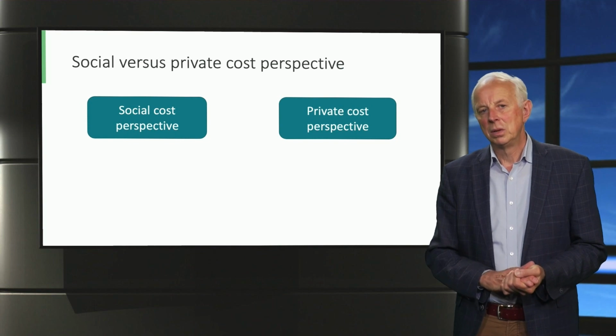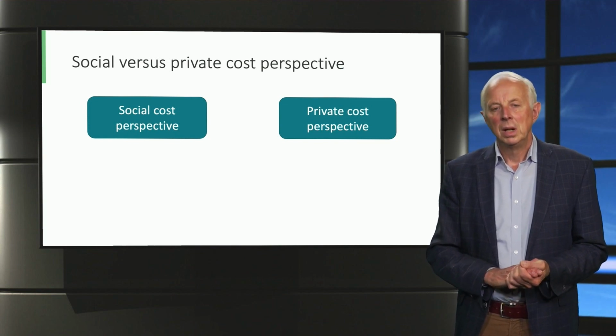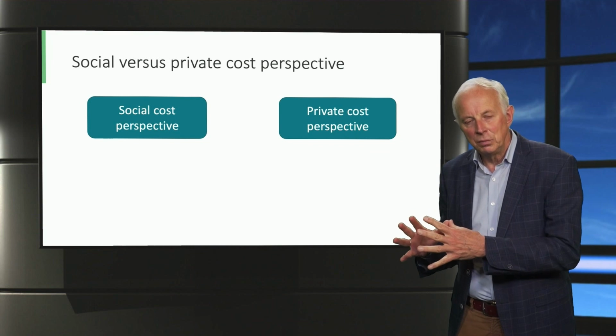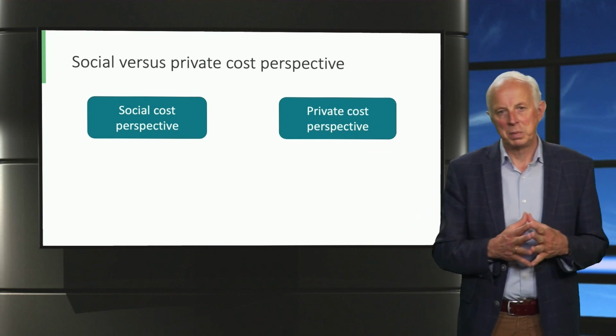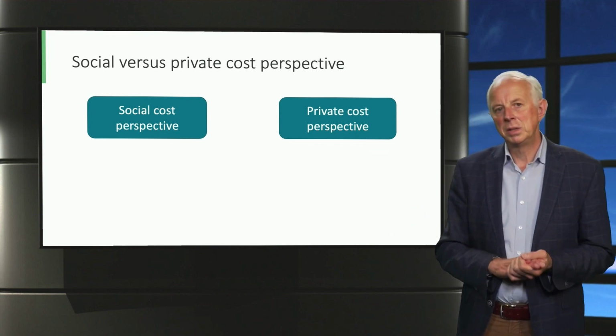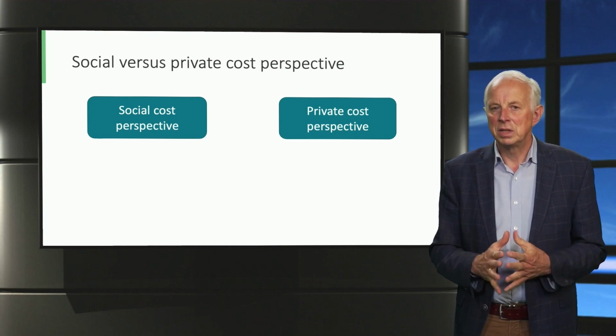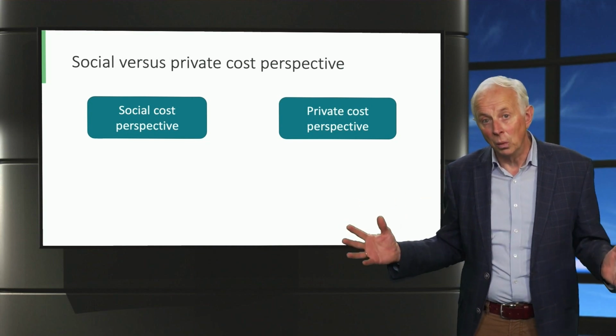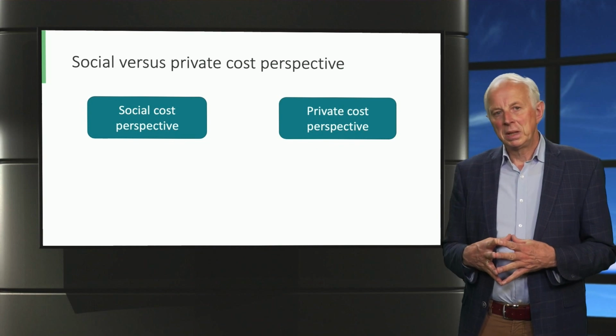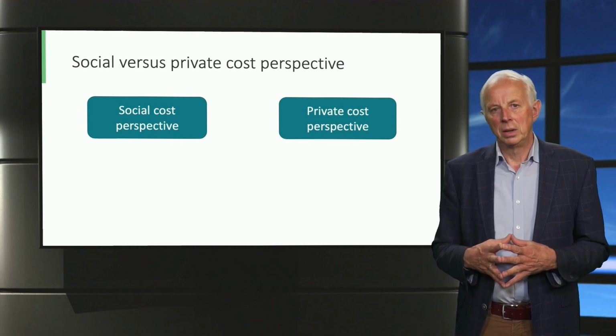The final point I want to make is that in cost-benefit analysis of greenhouse gas emissions, we often distinguish two different perspectives. One is the social cost perspective and the other is the private cost perspective. Most common is the social cost perspective. This is the perspective from society as a whole. It is the perspective in which all real costs are included.